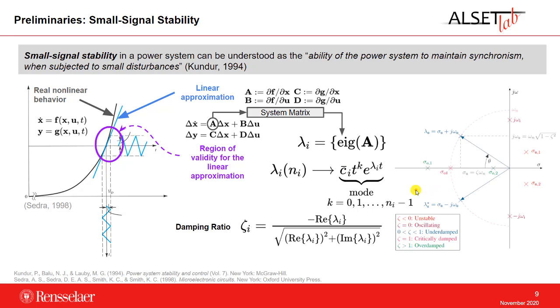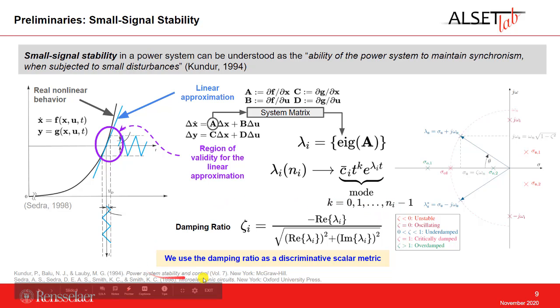The damping ratio is a scalar. For example, if the damping ratio is negative, we have eigenvalues on the right half plane, or if the damping ratio is between 0 and 1, we know that we will observe some oscillations in the system because the eigenvalues will be complex conjugates. So here we will use the damping ratio as a discriminative scalar metric. This will be the way in which we construct the labels that will help us train machine learning models in a supervised learning fashion.